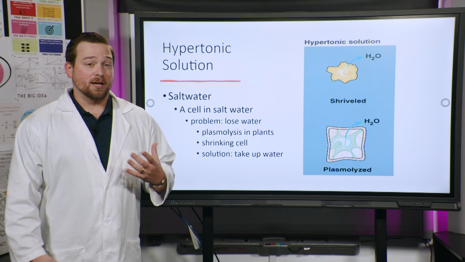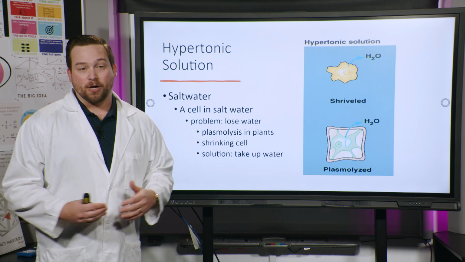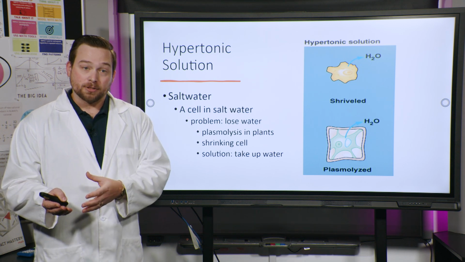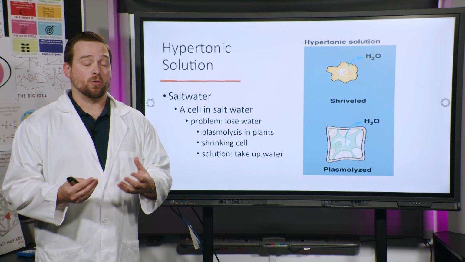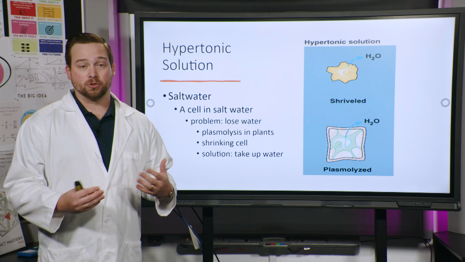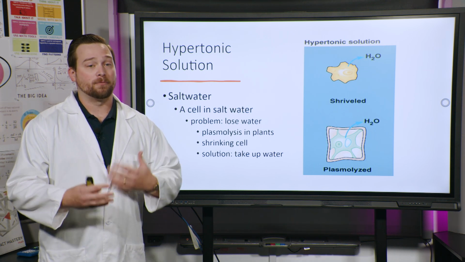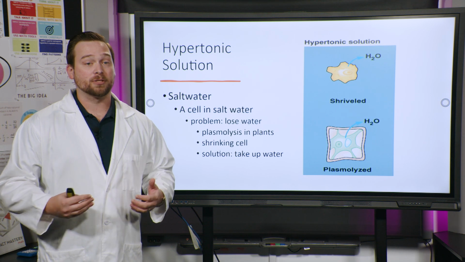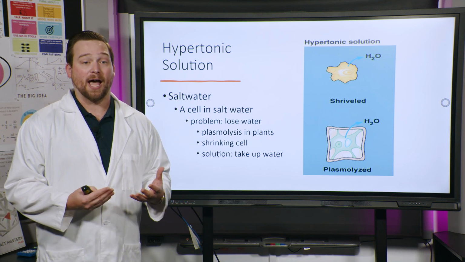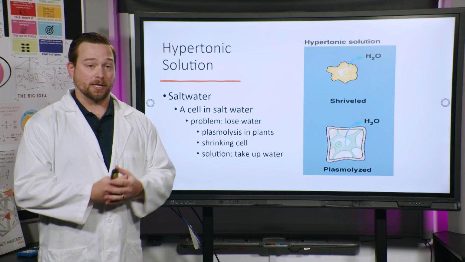What will happen to us is, like, imagine you're at the beach and you're out in the ocean all day and you're swimming. Well, you're in a hypertonic solution because it's salt water, so after you're in the sea all day, sometimes your skin feels really dried out, and that's because all the fluids that you had in those cells, well, they're leaving and going into the ocean. So that's why your skin can kind of feel dried up after you spend all day at the beach.